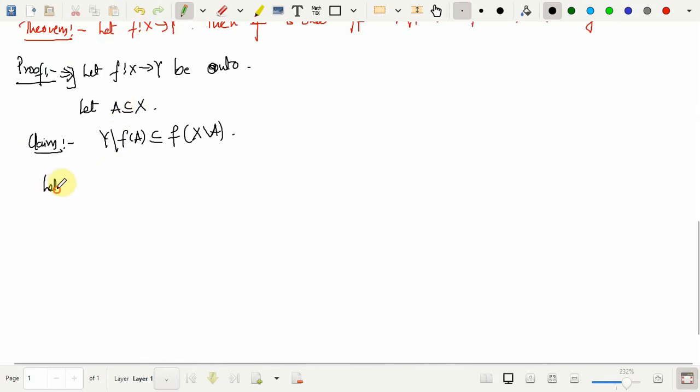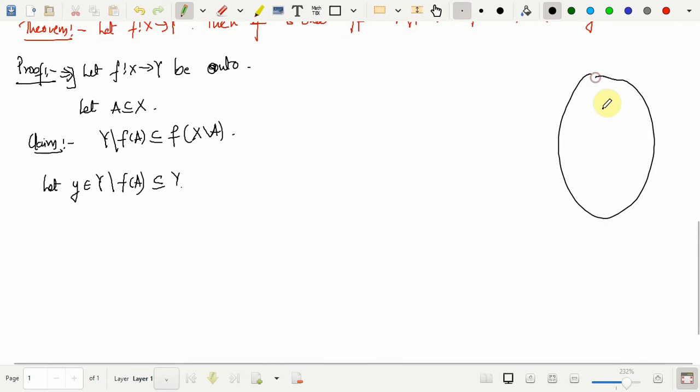So let y be here. Okay, so here this is a subset of y, and this assures that since y is any point over here, since f is onto, that assures that there has to be a point in the domain which acts as the pre-image of this y.